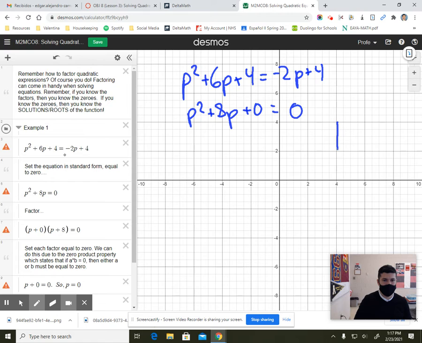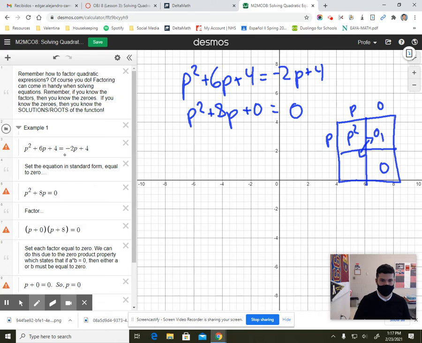So factoring, take it down memory lane, right? P squared, I want these two boxes to combine to give me 8p, right? And I need for this one to be 0. So I'm going to need a p, well, and a 0, and I guess p, and that's going to be 0p. And I guess I'm going to need the whole 8p right here in one box, which is going to give me p plus 8.